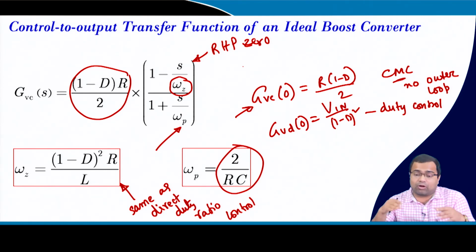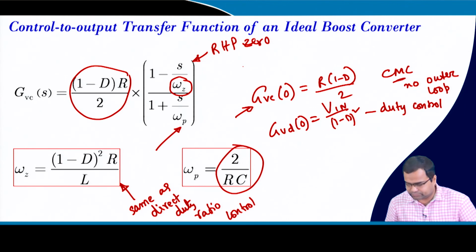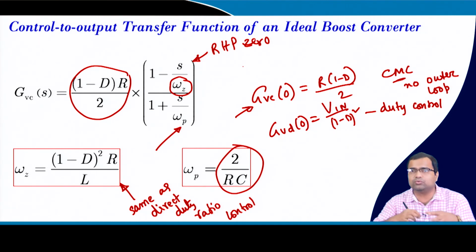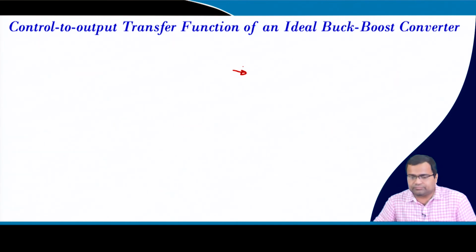And it also has a bandwidth limit due to the RHP zero. So, the boost converter has a real problem when you do voltage mode control, and that is why it is very hard to control a boost converter under voltage mode, particularly when you are considering a wide operating range. But yes, in digital control life will be much easier, because you have the flexibility to tune the controller.